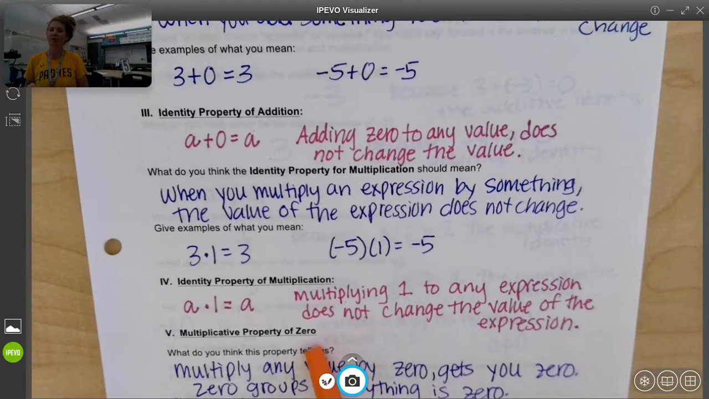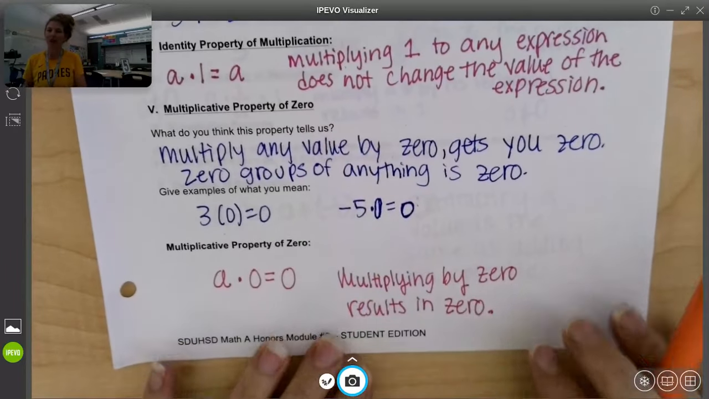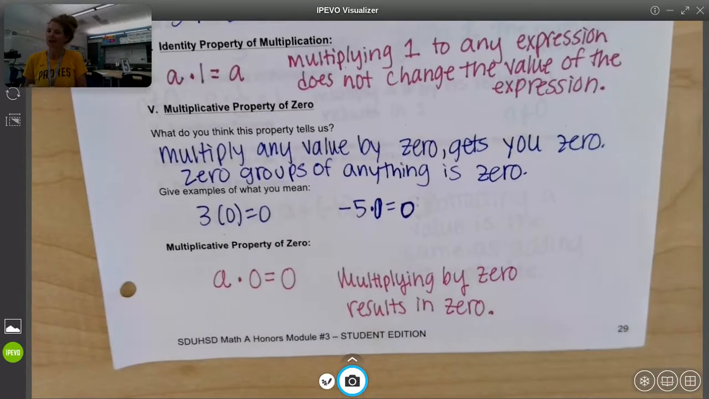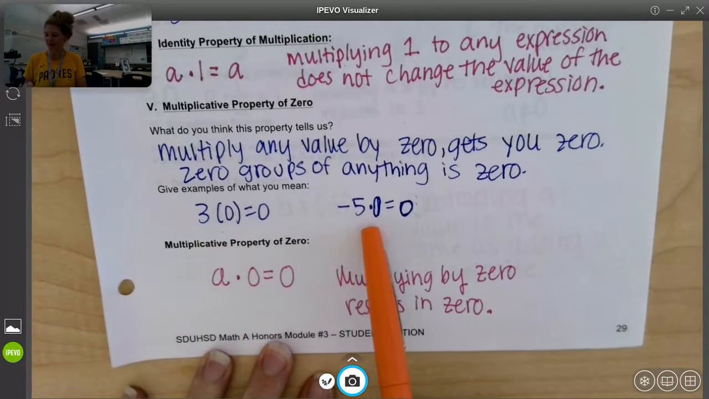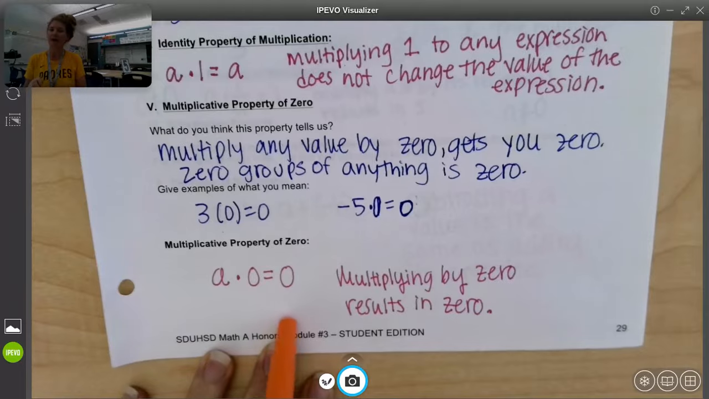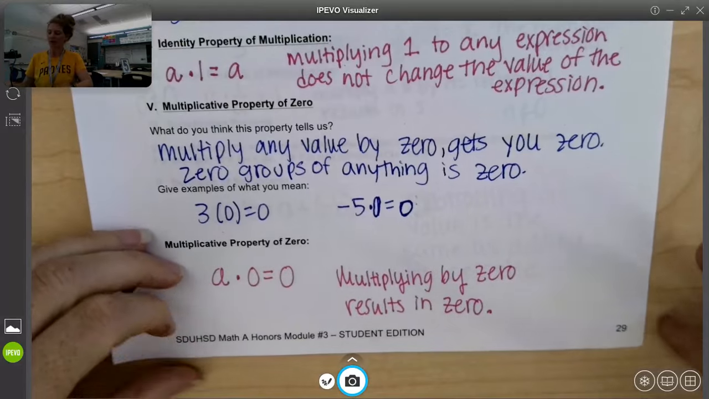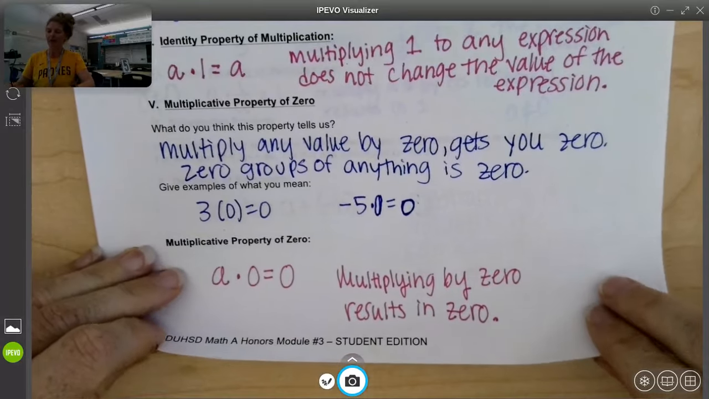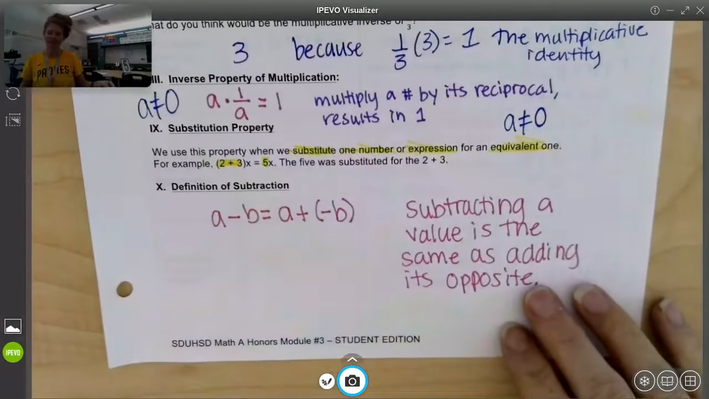And we also have the multiplicative property of 0. Multiply any value by 0 gets you 0. 0 groups of anything is 0. So 3 times 0 is 0, negative 5 times 0 is 0. So here's the official definition of the multiplicative property of 0. And we've already gone over all of these and wrote them down, but it doesn't hurt to see it again.